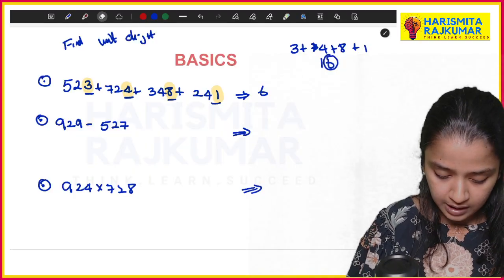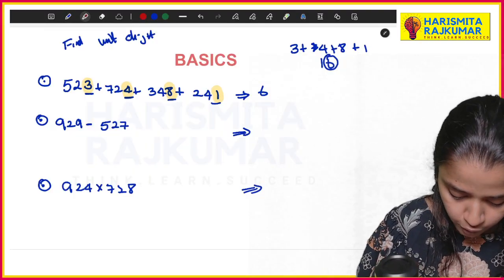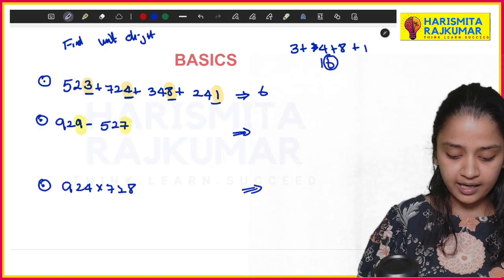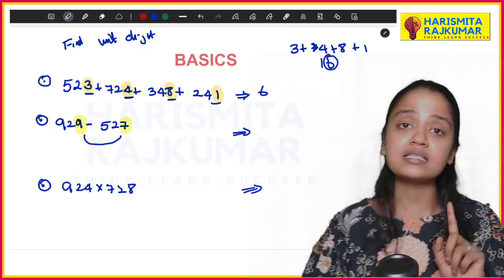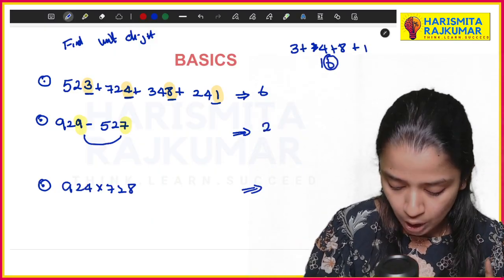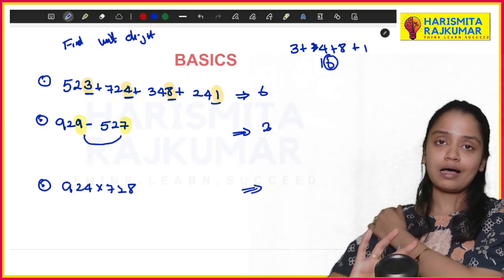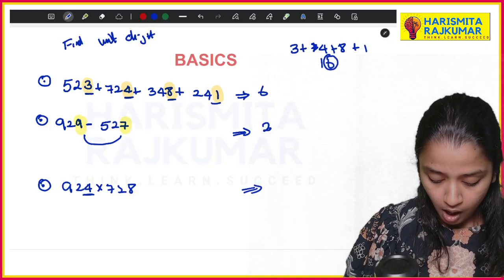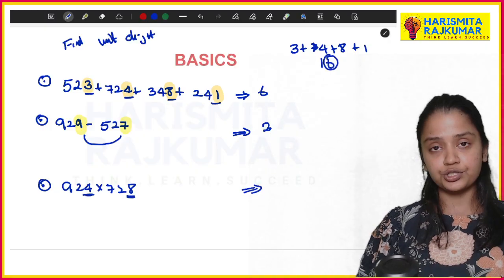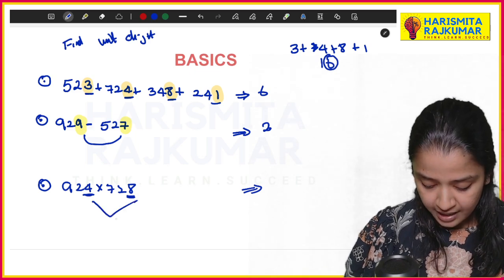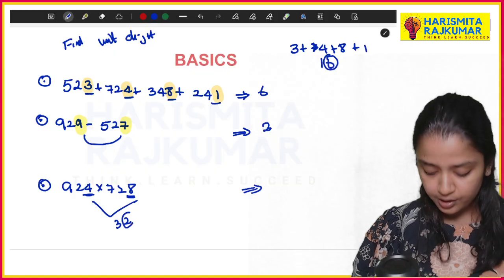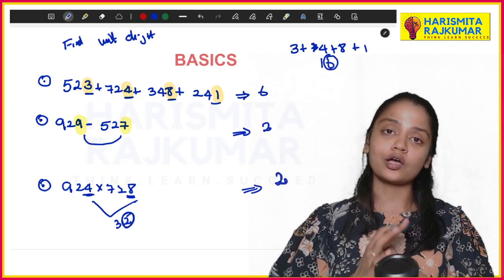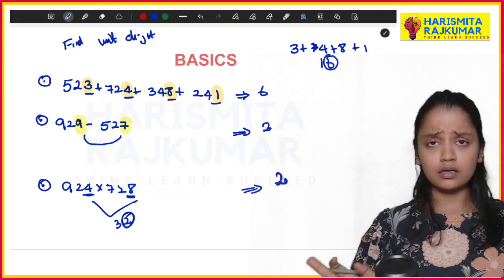Here again you have to focus on your unit digits. Your unit digits are 9 and 7, and they are asking you to subtract. What is 9 minus 7? Which is 2. So the unit digit of this answer will be 2. And here they are asking you to multiply. Your last digits are 4 and 8. So 8 into 4 is 32 and your answer's last digit is 2.